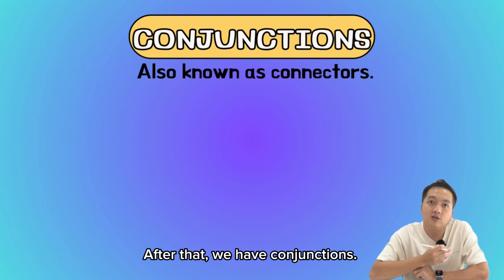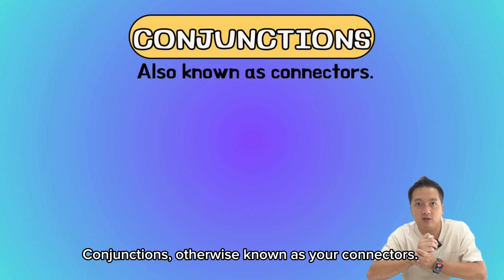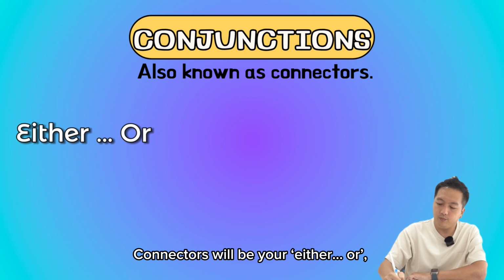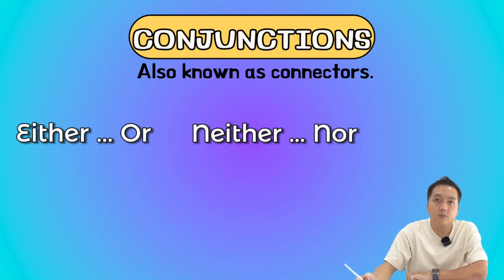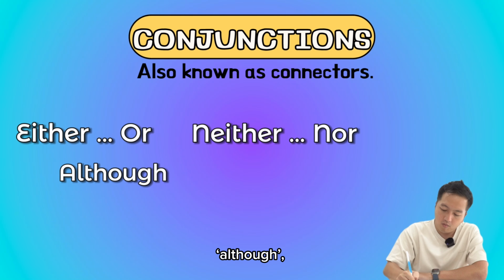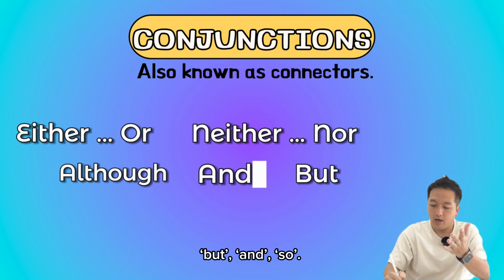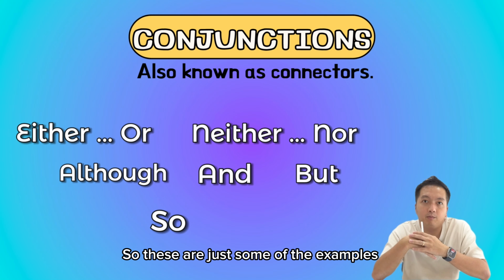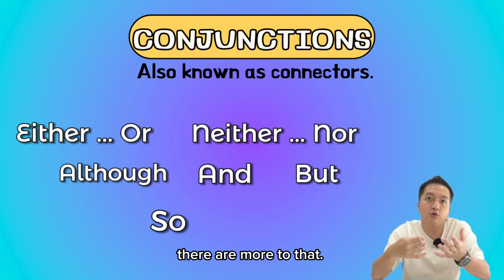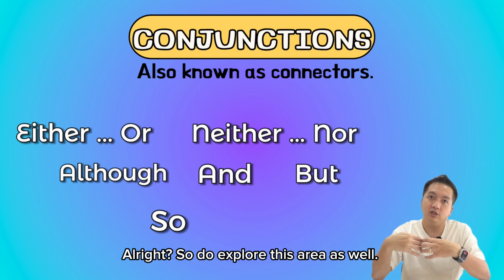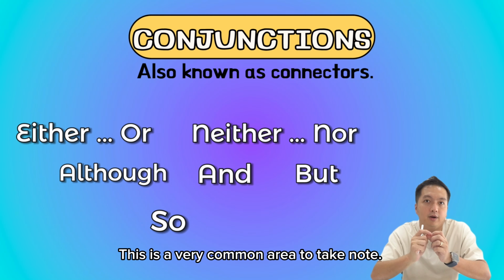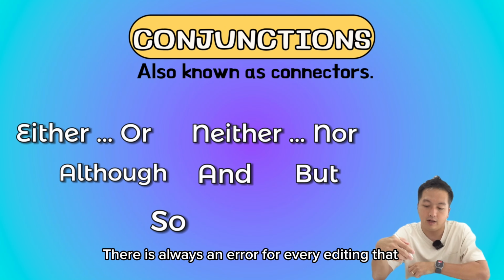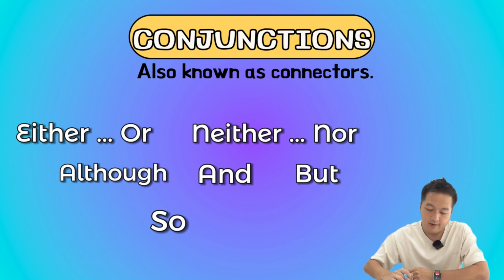After that, we have conjunctions. Conjunctions, otherwise known as your connectors. Connectors will be your either, or, neither, nor, although, but, and, so. So these are just some of the examples, but it's not exhaustive. There are more to that. Alright, so do explore this area as well. This is a very common area to take note. There is always an error for every editing that pops up for this category.